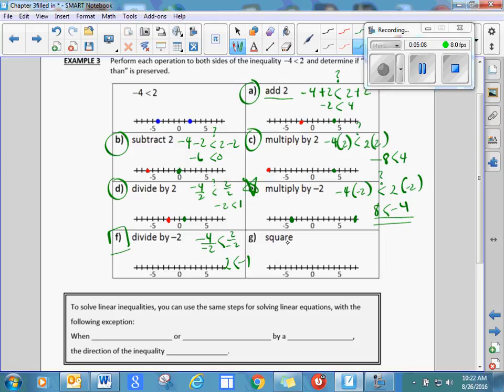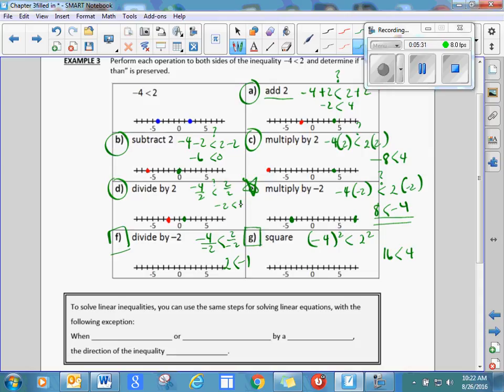What about if we square both sides? So we have -4. If we square him, is that less than 2 squared? Once again, a negative times a negative. -4 times -4 is going to be +16, less than +4. And of course, that one's not true either.